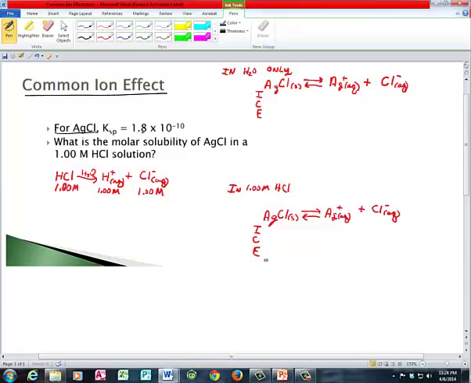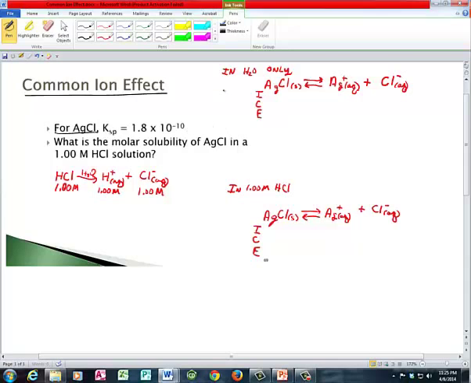It has a Ksp of 1.8 times 10 to the minus 10, which means it's not very soluble in water, with such a small Ksp, or equilibrium constant. It's very reactant favored, which means it favors the solid form. So we're going to do an experiment.